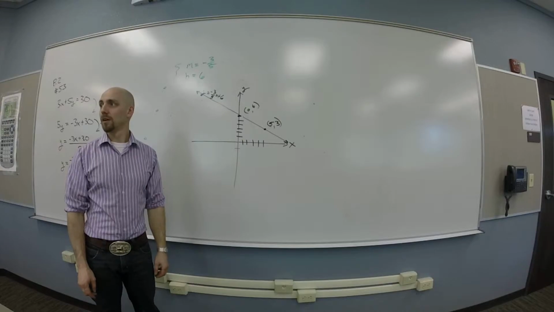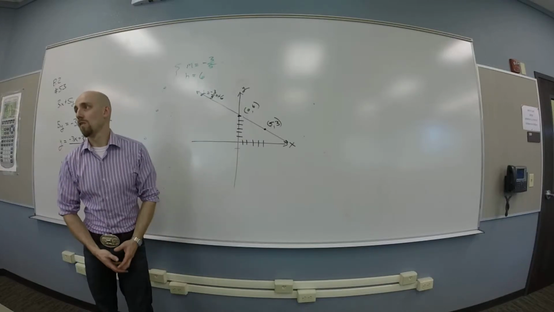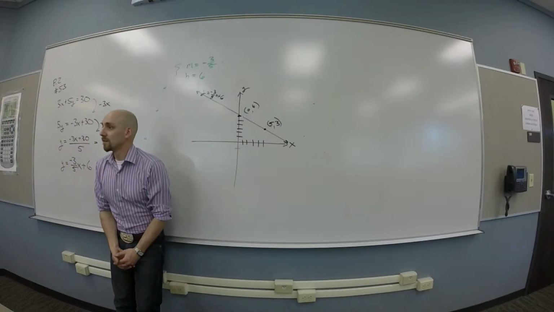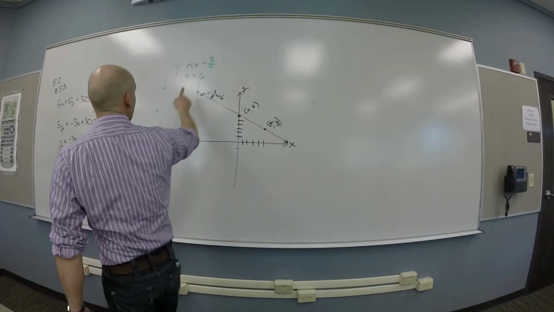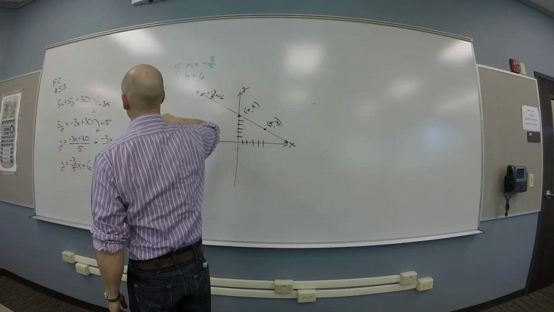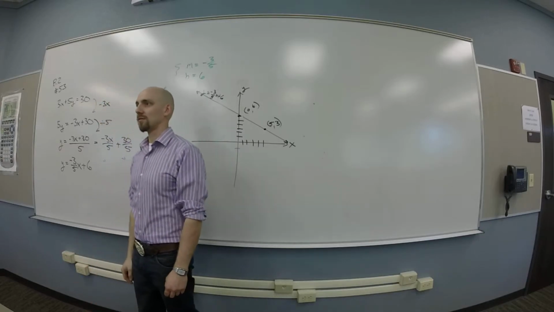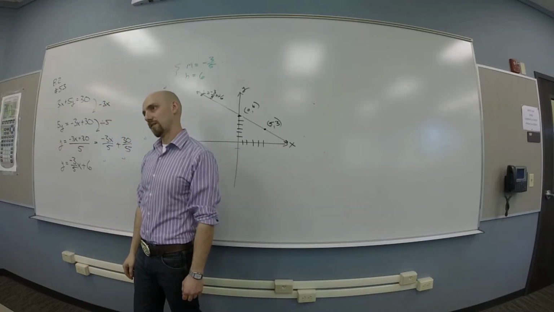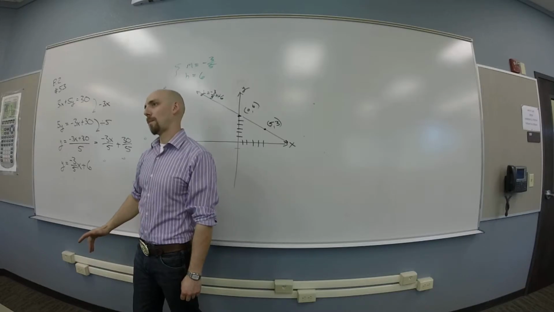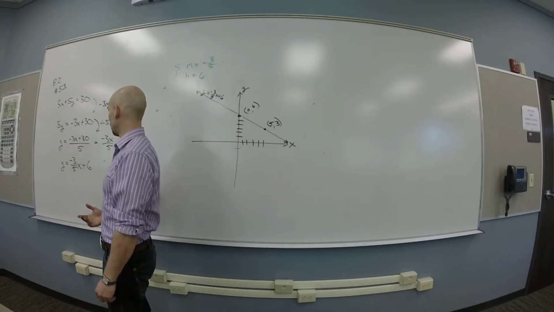Question? For our test, when we write out the steps, do you want us to put the -3x over 5 plus 30 over 5, or can we just do one step? I don't care. I don't know how you want us to write down the steps and what you're looking for, as opposed to what not to do.